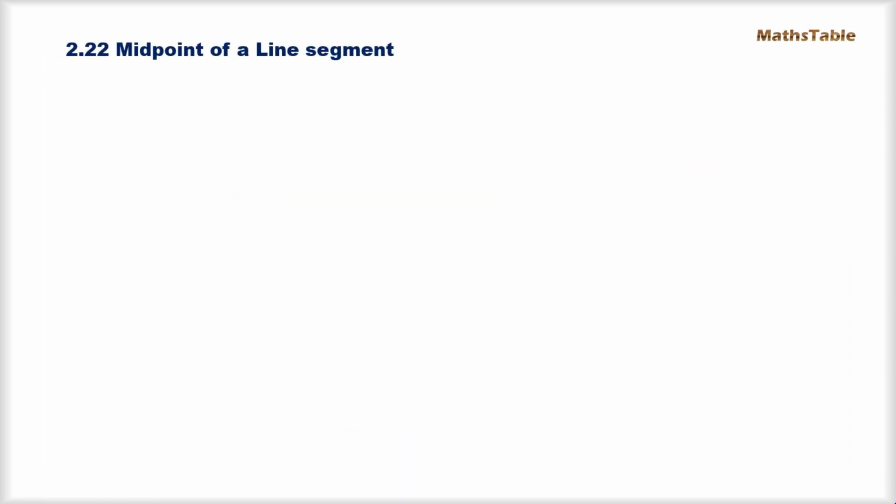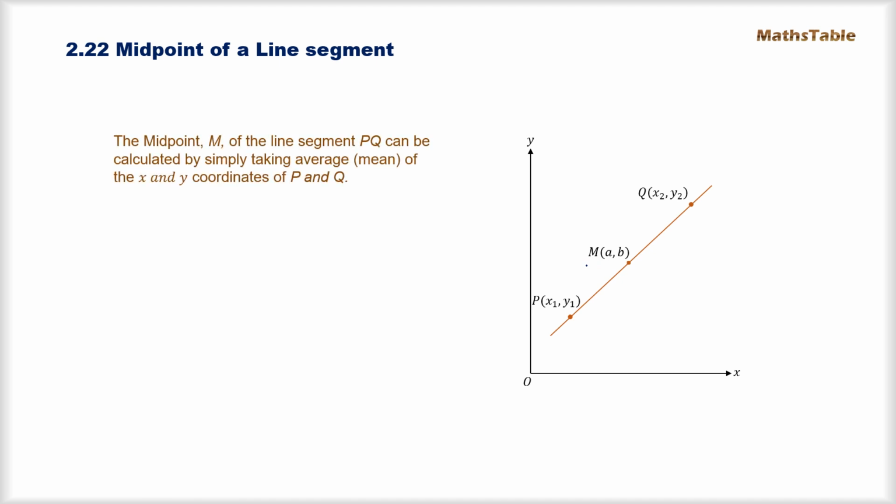Now the next section is about finding the midpoint of a line segment. Suppose we have the graph of a straight line which passes through 2 points P and Q and a third point M which lies exactly in the middle of these 2 points. So this point M, which is exactly in the middle of P and Q, is called the midpoint of PQ. And if we need to find out the coordinates of this point, we can do this by simply taking the average or arithmetic mean of the x and y coordinates of the original 2 points P and Q.